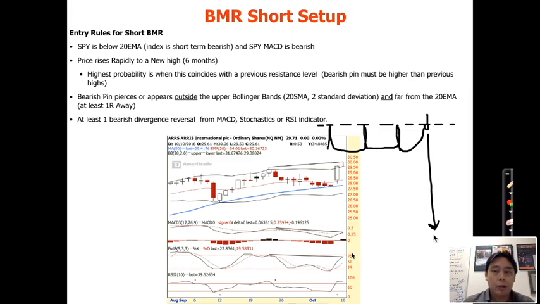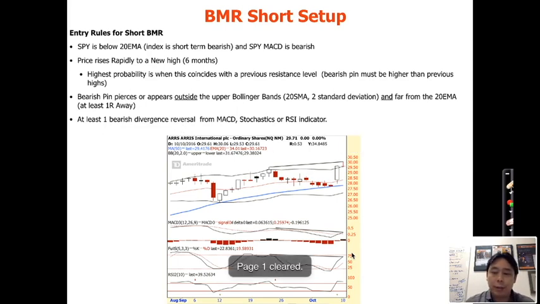Once again, this bearish pin must appear outside or piercing the upper Bollinger bands, and it should be far away from the 20 EMA. When it's far away, it's overbought, it tends to snap back down, so we're going to short and catch the snapback. We want to see at least one bearish divergence on the indicators, either the MACD, the stochastics, or the RSI.